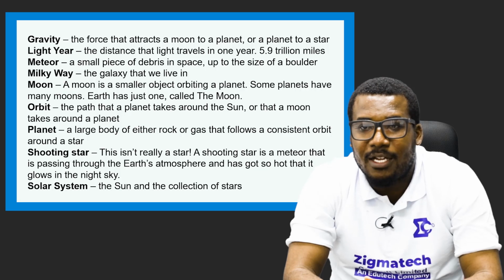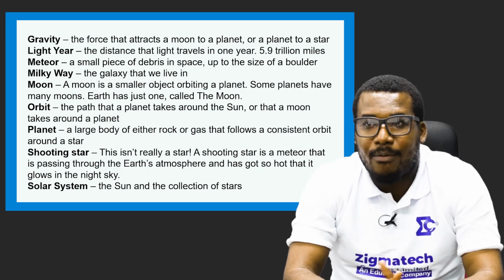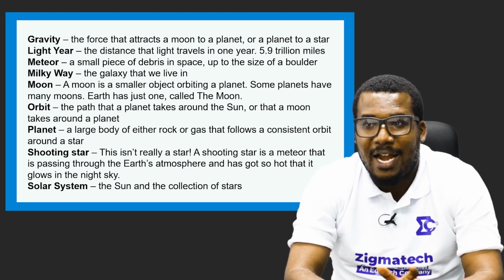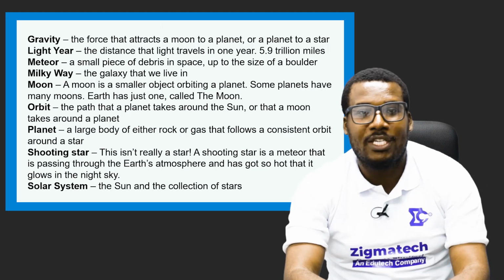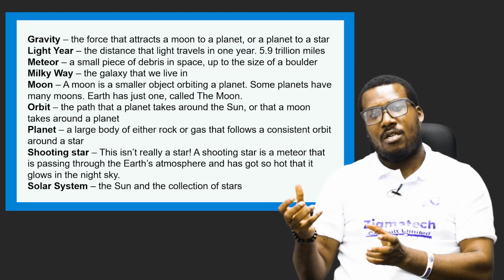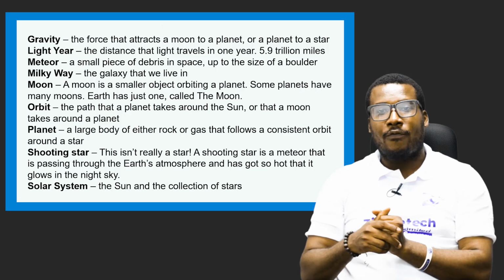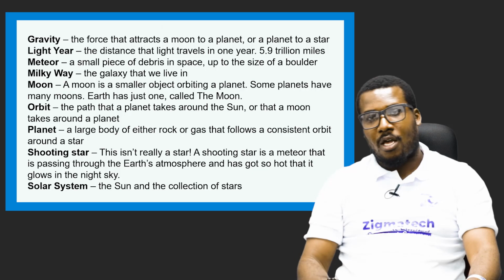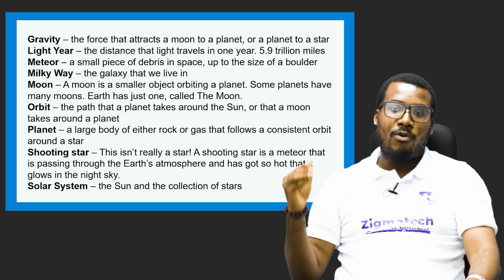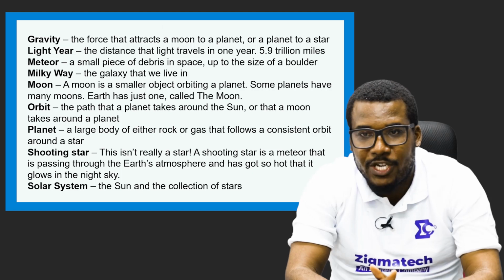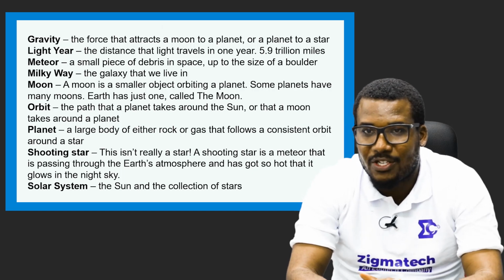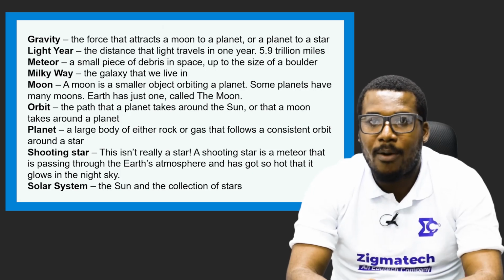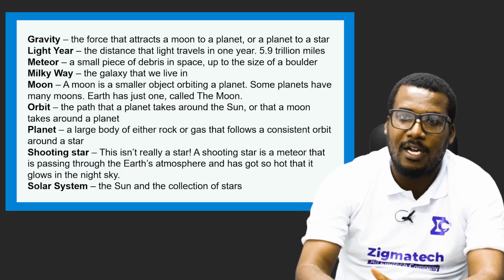We have the shooting star. Now, this isn't really a star. A shooting star is a meteor that is passing through the Earth's atmosphere and has got so hot that it glows in the sky. It has gained momentum, and while it's moving across the surface of our planet, it moves at very high speed. Thus, we call it a shooting star. Not necessarily that it is a star, but it's being powered by heat.